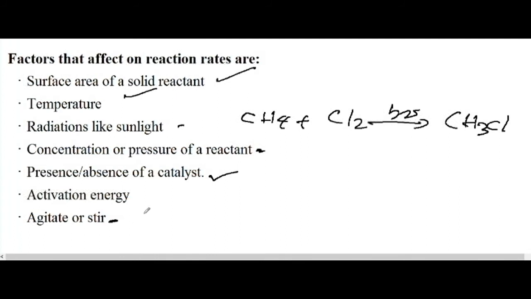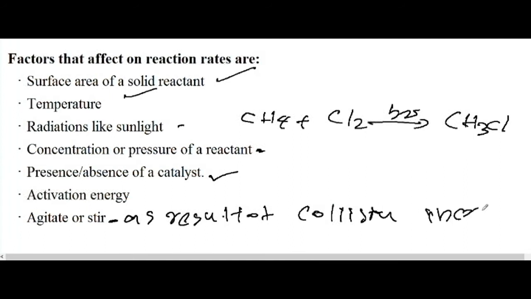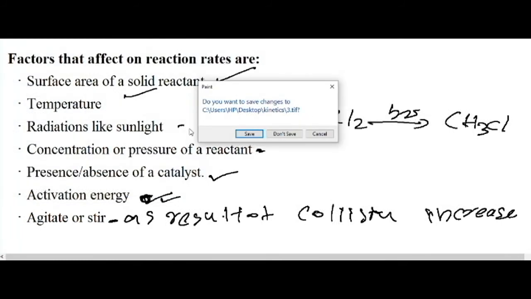If you use an agitator or stirrer, the rate of reaction increases as a result of increased collisions. Then activation energy, I just explained this one also. If you lower the activation energy, then the number of molecules with the activation energy will increase, and as a result the rate of reaction increases. And then finally we will discuss how concentration affects the rate of reaction.